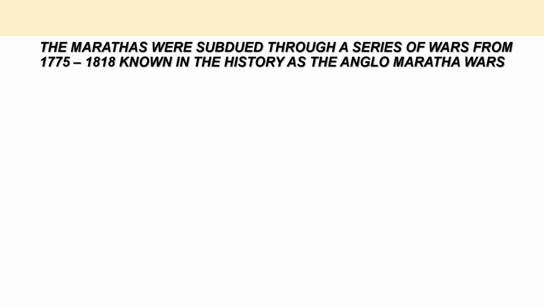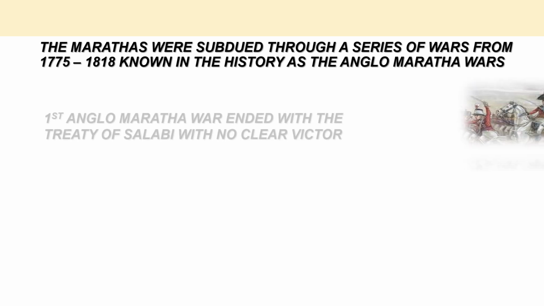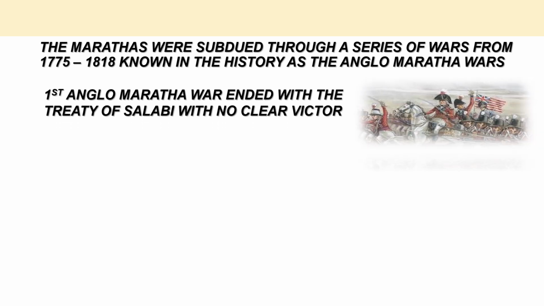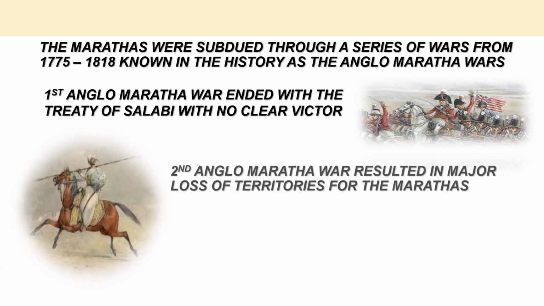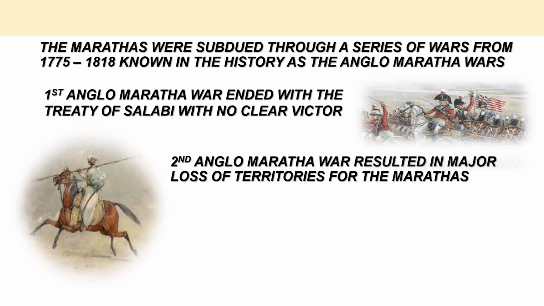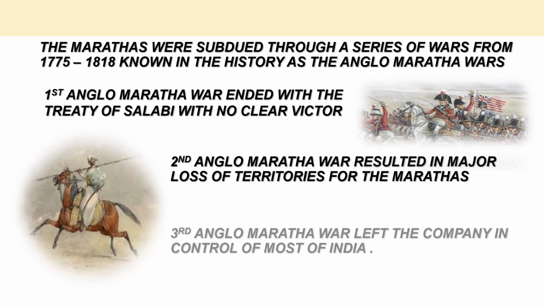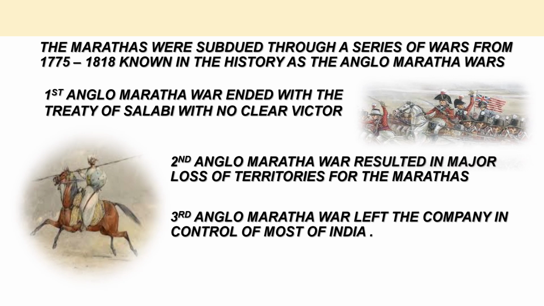So what made it so easy for the company to subdue the powerful Maratha Empire? Since the Maratha Empire was a loose confederacy often engaged in bitter internal power struggles, it became easy for the company to skillfully exploit their disunity and weaken the overall Maratha power. The First Anglo-Maratha War ended with the Treaty of Salabi with no clear victor. The Second Anglo-Maratha War resulted in major loss of territories for the Marathas. The Third Anglo-Maratha War left the company in control of most of India.